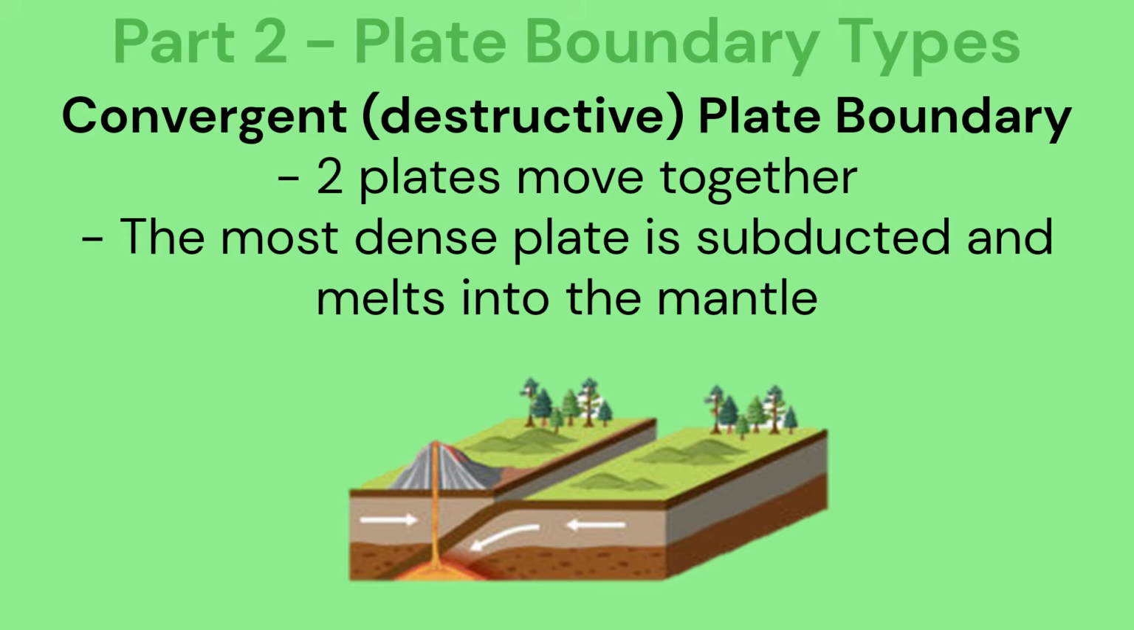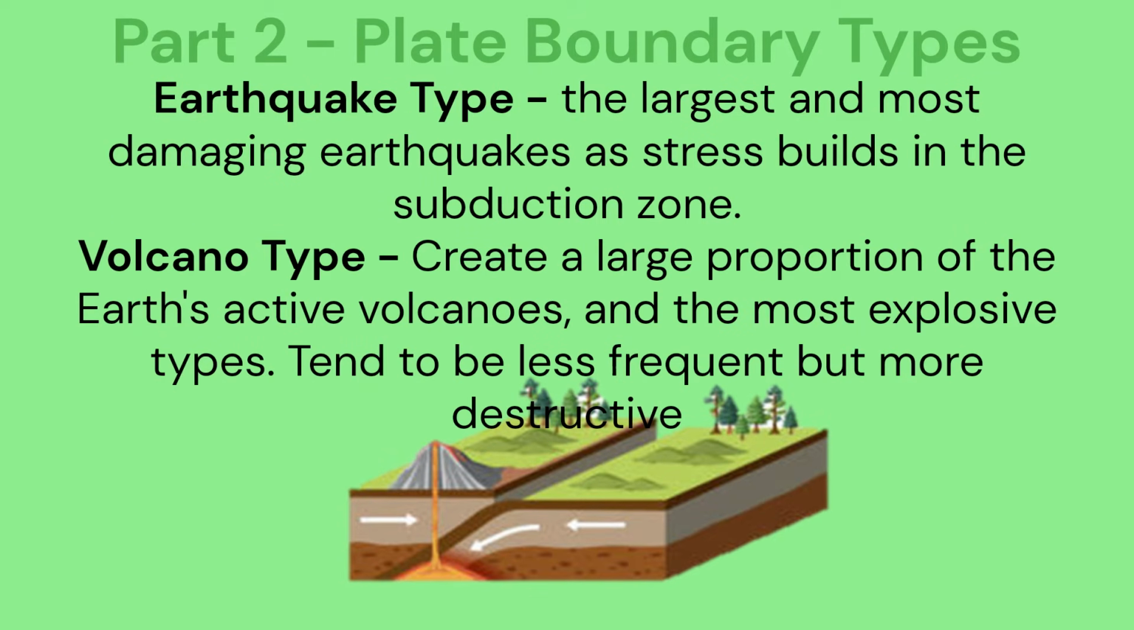Convergent or destructive plate boundary. Here two plates move together and the most dense plate is subducted and melts into the mantle. At this boundary type, earthquakes are the largest and most damaging as stress builds in the subduction zone. Convergent boundaries create a large proportion of the Earth's active volcanoes and the most explosive types. These tend to be less frequent but more destructive.